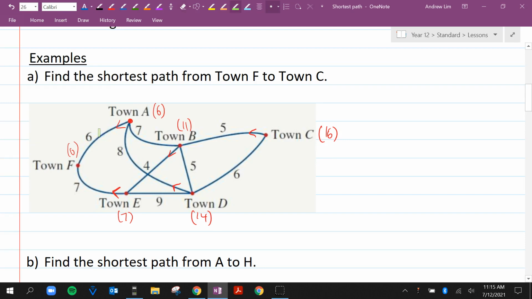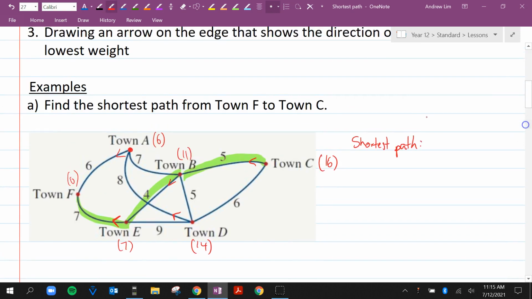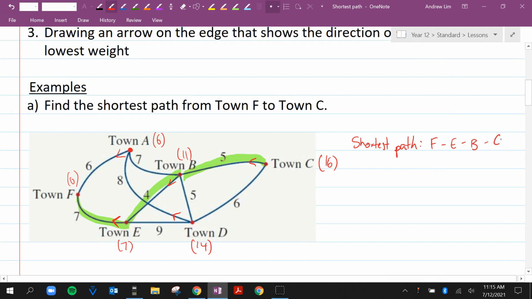But we want from Town F to Town C, so follow the arrows. To Town B, to Town E, to Town F. So the shortest path is from Town F to E, to B, to C, which has a weight of 16. Okay, right here.